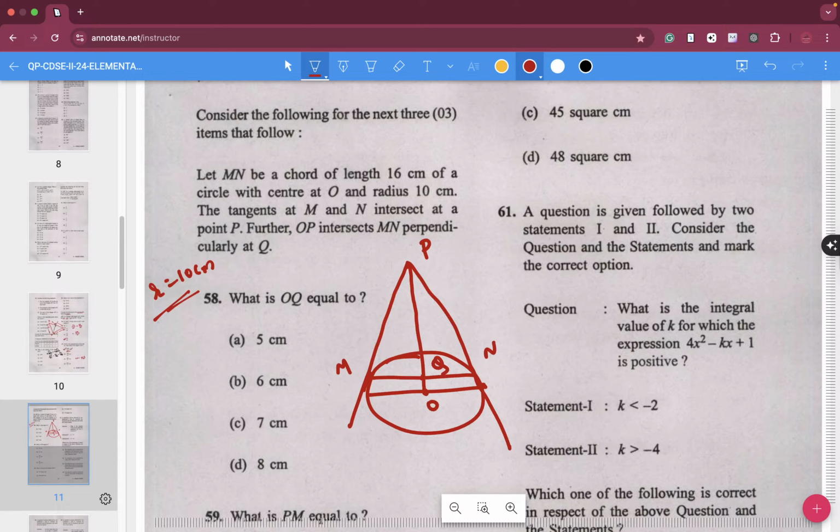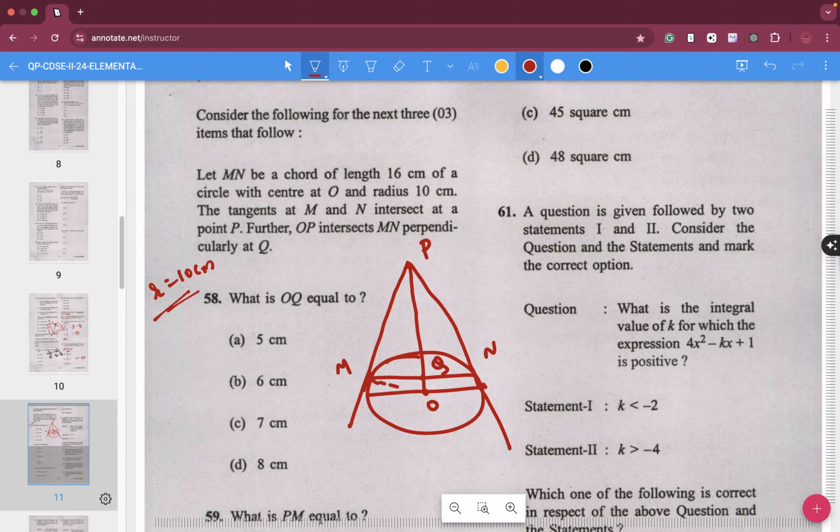Let MN be a chord of length 16 centimeter of the circle with center at O and radius equal to 10 centimeter. The tangents at M and N intersect at P. Further, OP intersects MN at Q. So what is the value of OQ?